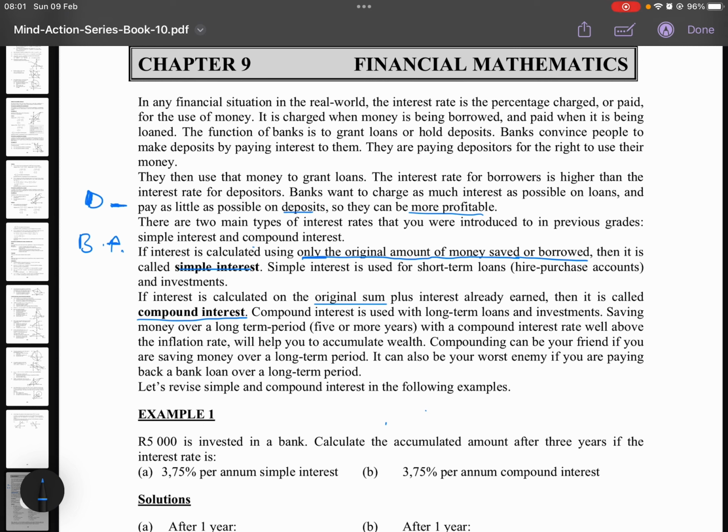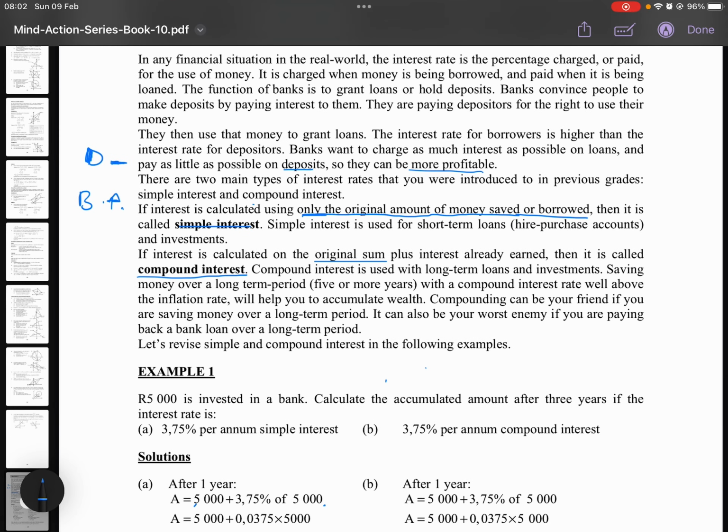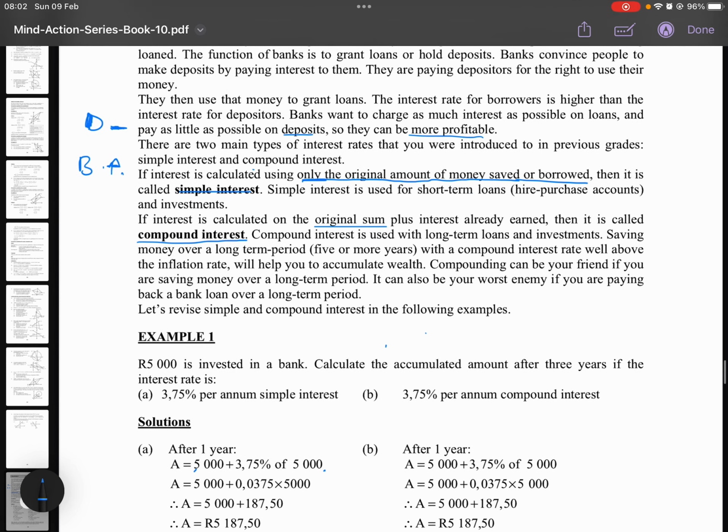So we have two types of interest, but in real life situations, we know that interest basically refers to the amount that is being charged or paid for the use of money. That's the bottom line you need to understand. And then whether it's been calculated on the original amount only or on both the original plus the accumulated amount or the interest that you have already earned, then it's going to be called either compound or simple interest. So that's how the difference goes. Those are the basics you need to understand.